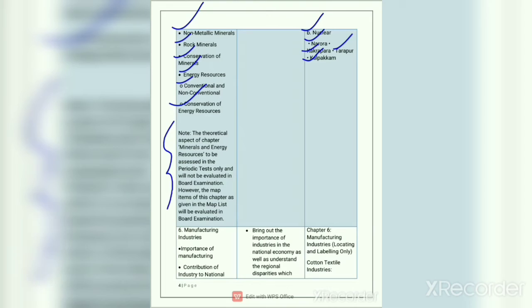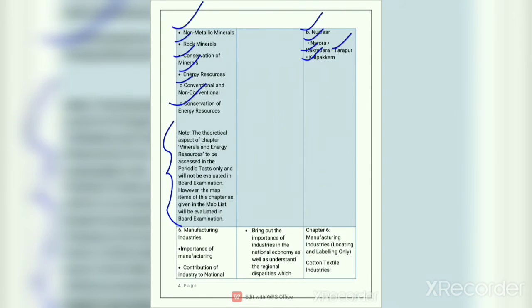Point to be noted is that just like the chapter water resources, the theoretical aspect of this chapter should also be assessed in the periodic test only and will not be evaluated in board examination. However, the map items of this chapter as given in the map list will be evaluated in the board examination. So you should prepare the theoretical aspect of this chapter for periodic test only, and you need not prepare the theoretical part of this chapter for your board examination. Only the map pointings which are there from this chapter should be done by you for both periodic test as well as for your board examination.